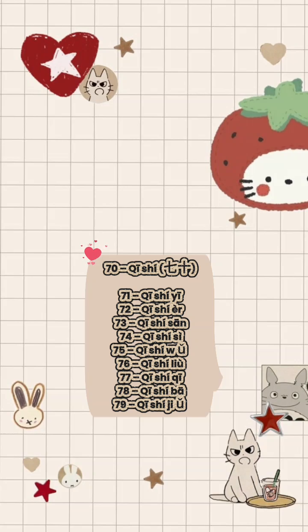75. Which pronunciation is Qi Shir Wu? 76. Which pronunciation is Qi Shir Liu? 77. Which pronunciation is Qi Shir Qi? 78. Which pronunciation is Qi Shir Pa? 79. Which pronunciation is Qi Shir Jiu?